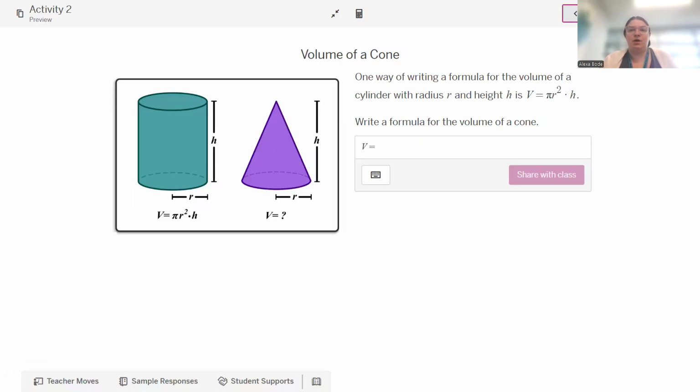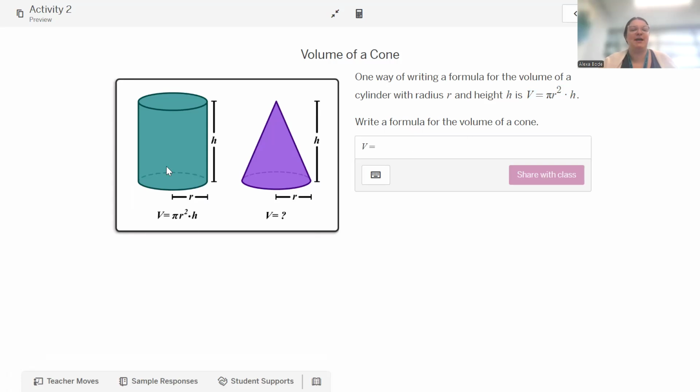Okay, so our next problem, number 6, says one way of writing a formula for the volume of a cylinder with radius r and height h is V equals pi r squared h. This is what we have been doing. This is what we did on the very first slide. Write the formula for the volume of a cone.